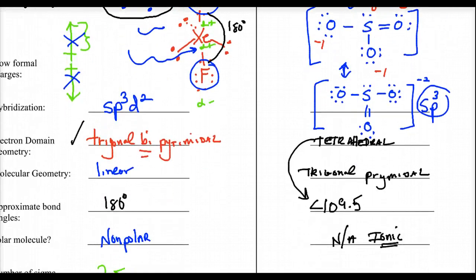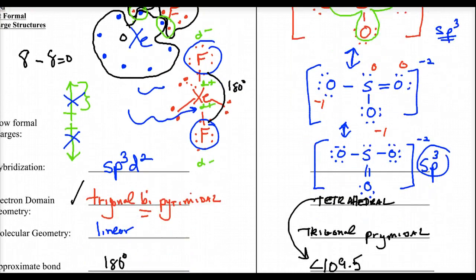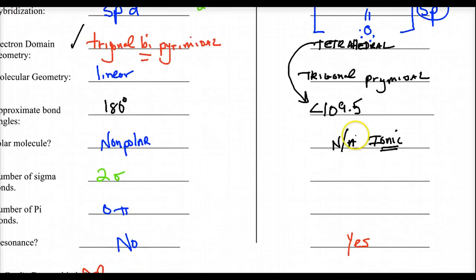The whole thing is -2. If that wasn't charged, you're right, that'd be asymmetrical and you'd have a negative and a positive side. But because it's charged, it's an ion. Ions bond ionically and they don't have a positive or negative side. The whole thing is -2.